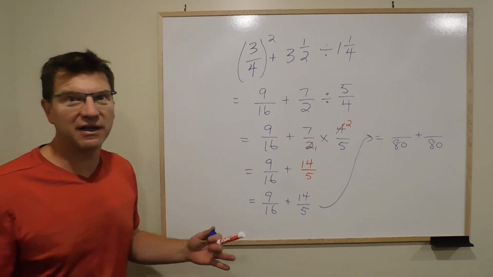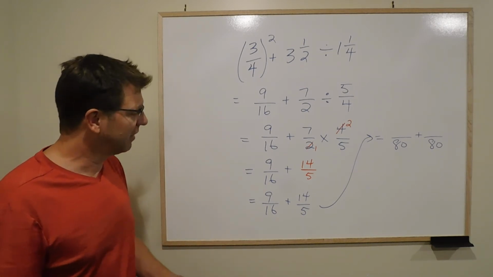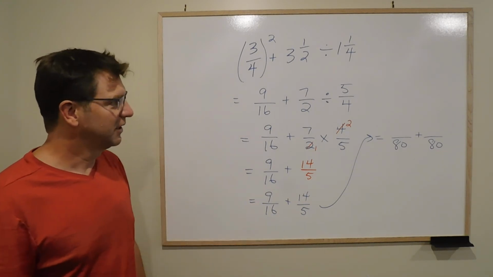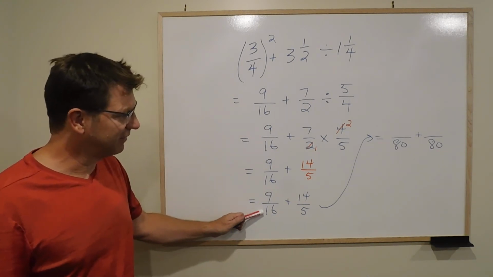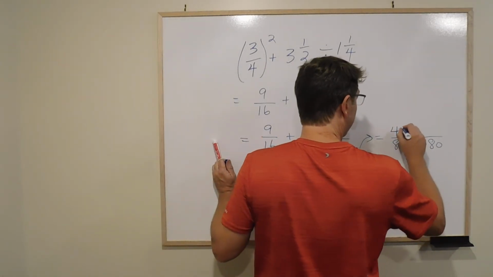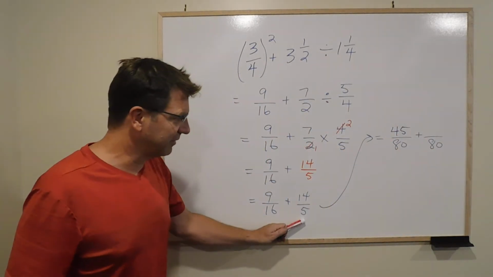And if I can't find anything else, I can always get a common denominator by multiplying these two denominators. So 16 times 5 is 80. So 9 times 5 is 45. And 5 times 16 is 80.